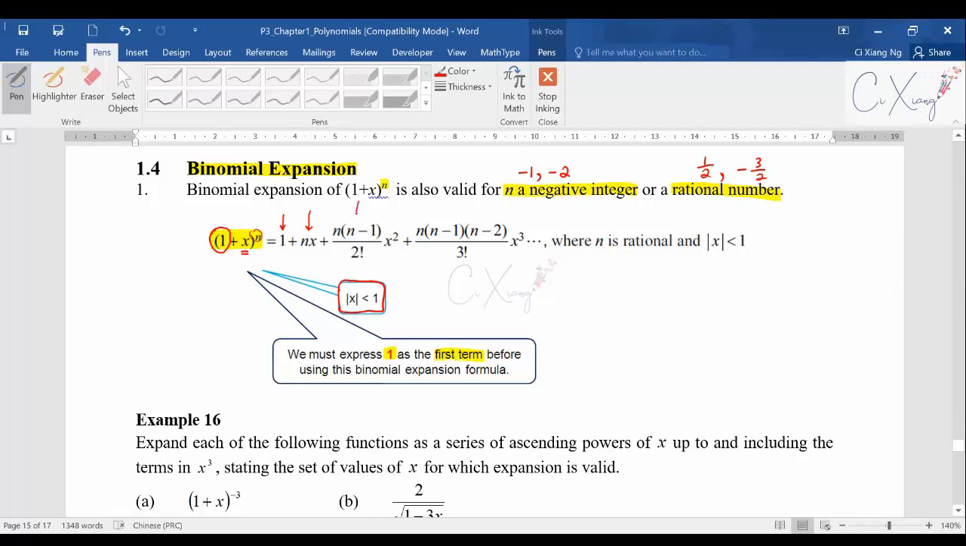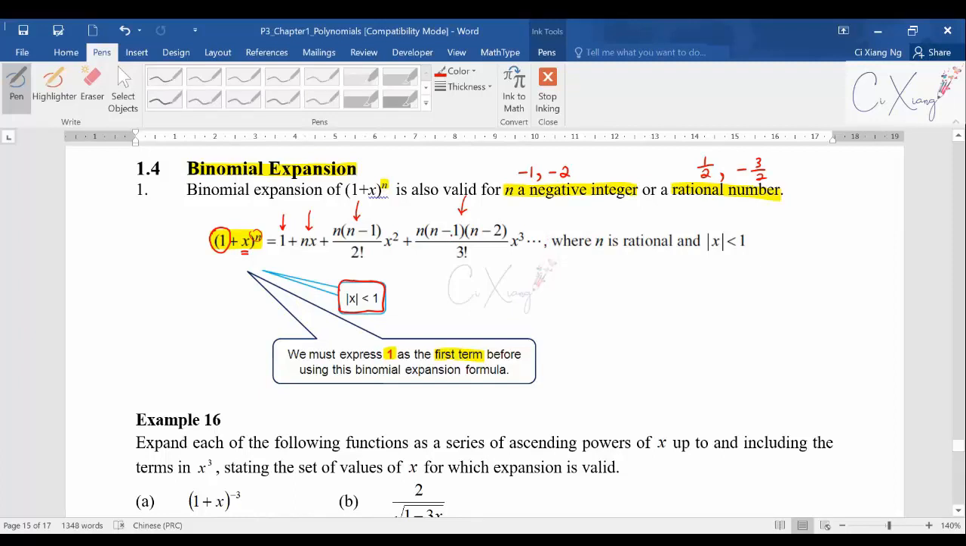How about the third term? The third term will be n(n − 1) divided by 2 factorial, times x squared. Then the fourth term is n(n − 1)(n − 2) divided by 3 factorial, times x cubed. This binomial expansion can actually go until x to the power infinity, so we put dots here. It can go until x to the power infinity, or maybe x to the power 100, and so on.